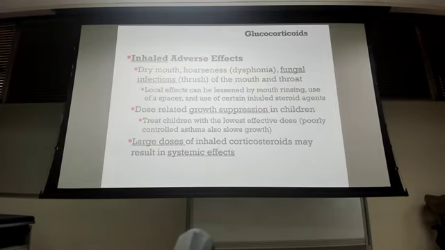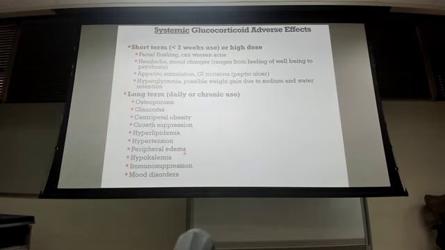My inhaled adverse effects, same things that you saw before, right? So the higher the dose, the more likely I'm worried about that growth suppression in my kids. And then I can have my fungal infection, so that's why I'm supposed to rinse out my mouthpiece, my spacer, rinse out my mouth after I have my inhalation. And then the larger the dose, the more likely I am to have those systemic effects. Chart, we saw this already, right? Short term versus our long term.